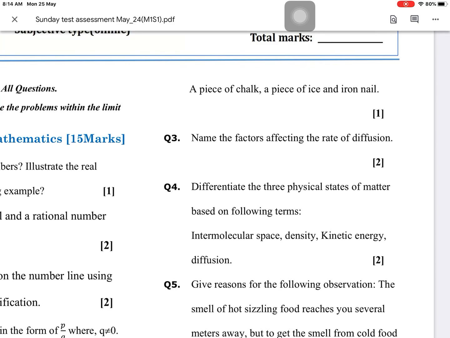Differentiate the three physical states of matter, and if you are feeling difficulty then you can also appreciate your study material for studying the factors affecting diffusion.